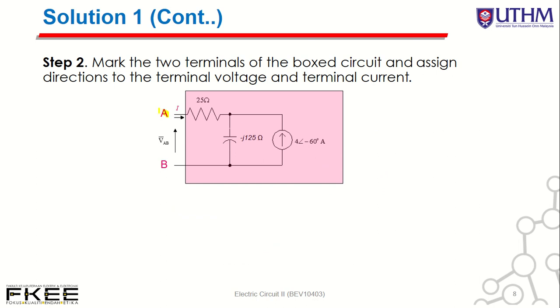Okay, two terminals, any two points of the box, and assign the direction to the voltage and terminal currents. This is the terminal current I, and this is the direction of the voltage, which is VAB, the potential difference between A and B.